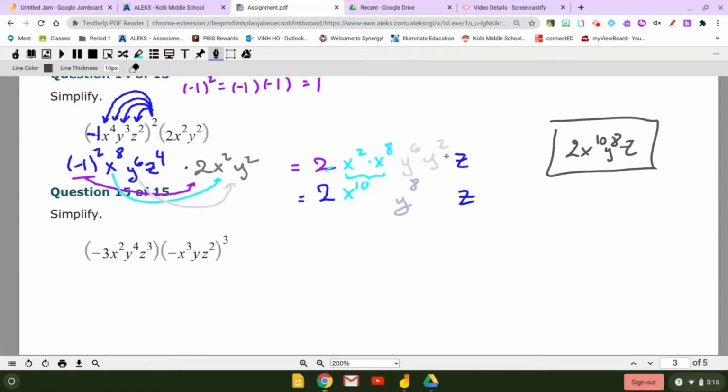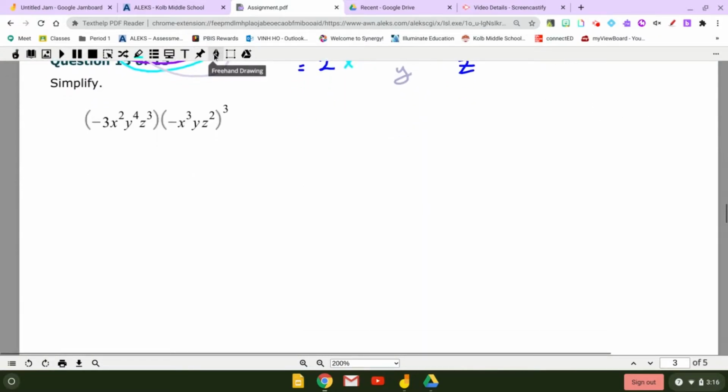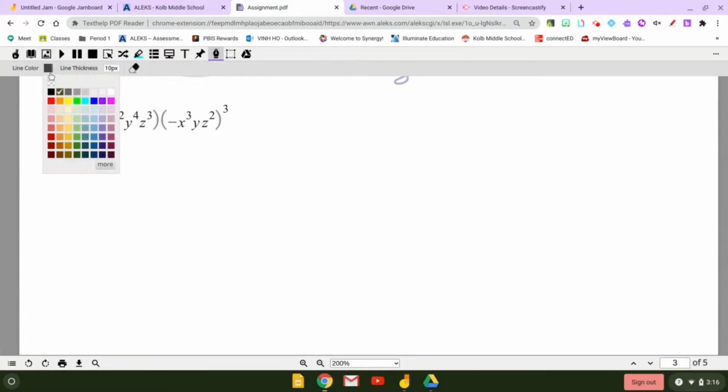Now we go down to problem 15. It's the last problem. If you need more time on the previous problem, you have to pause the video and copy it down maybe. All right. The first group doesn't have a power, so we don't have to worry about this. We're going to bring it down: negative 3x squared, y to the 4th, z to the 3rd. The second group has a power, so we have to be careful on this.